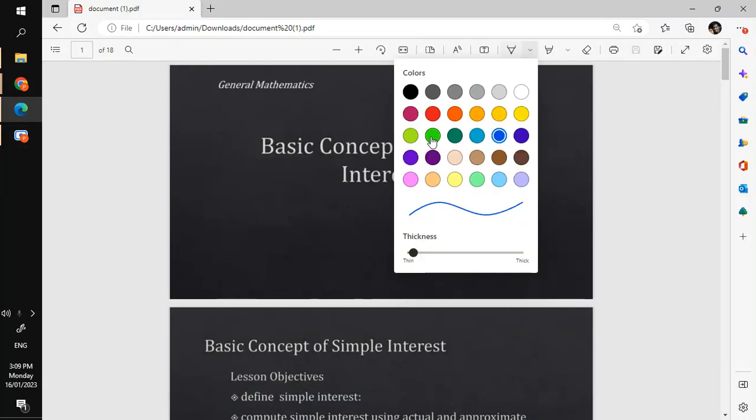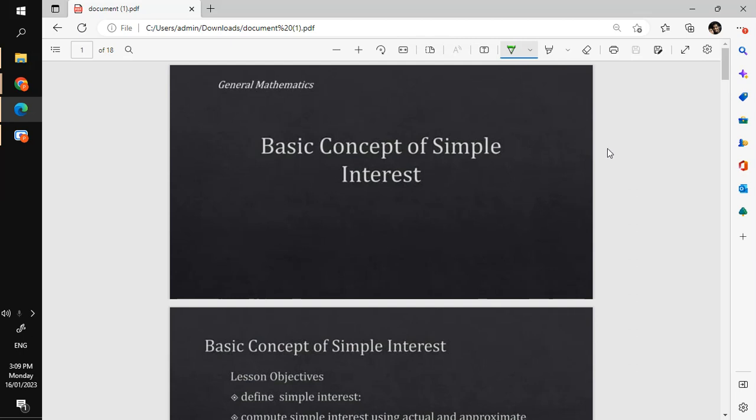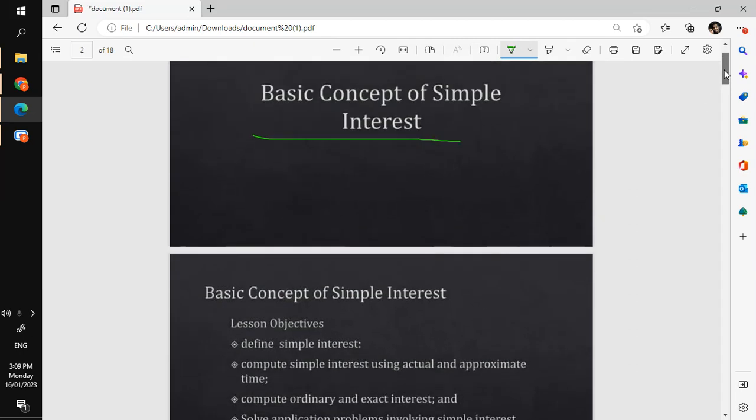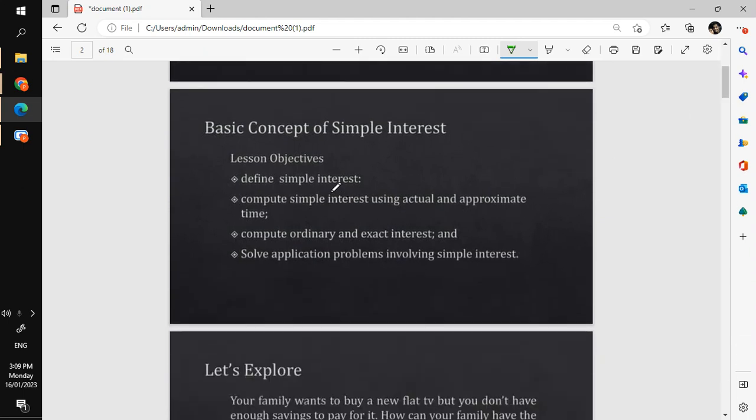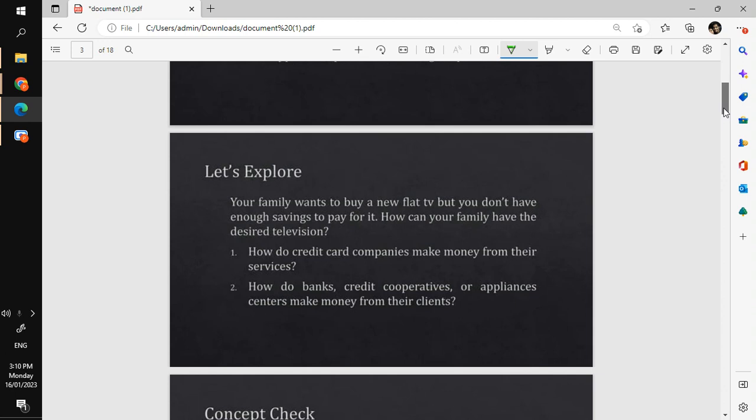Okay, so hello everyone. In this video, we will be focusing on the basic concept of simple interest. Let's give credit to the owner of this PDF that I am sharing with you. In here, you should be able to define what a simple interest is, compute simple interest using actual and approximate time, compute ordinary and exact interest, and then solve application problems involving simple interest.